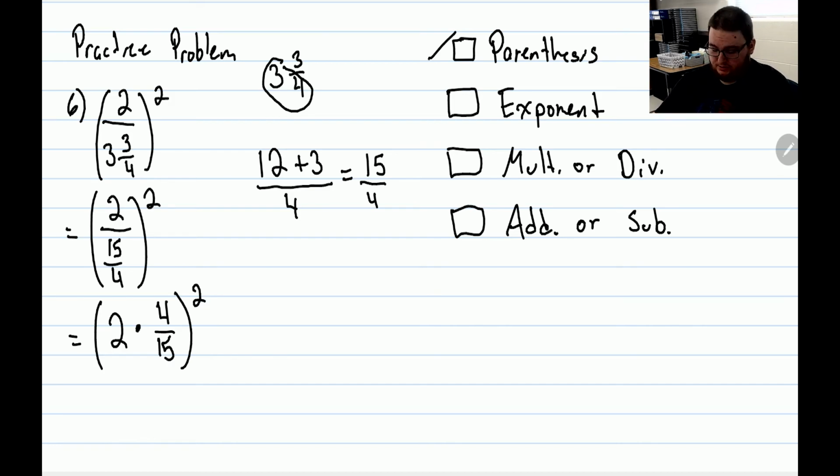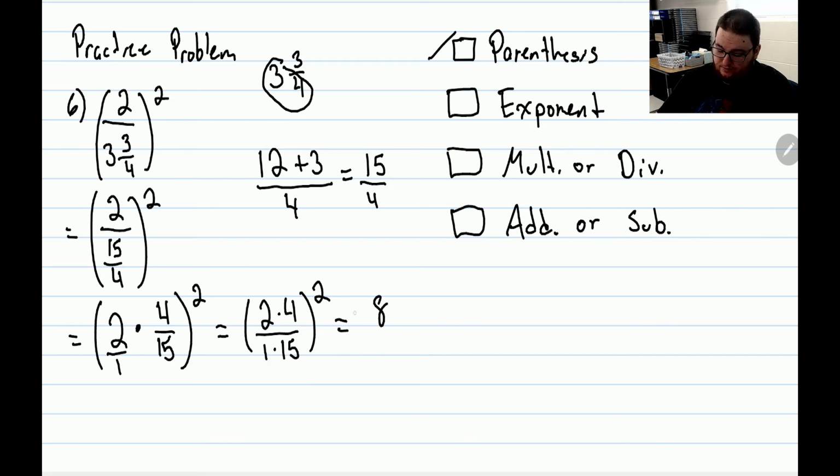And we're still working inside the parentheses. Now we're going to multiply these two numbers, and I'm going to change the 2 into 2 over 1 so it makes it a little easier. In order to multiply two fractions, you multiply straight across. So we now have 2 times 4 divided by 1 times 15, and that's still being squared, or the exponent is a 2. On top we have 2 times 4, that gives us 8, and on bottom we have 1 times 15, which gives us 15. And we have an exponent of 2.